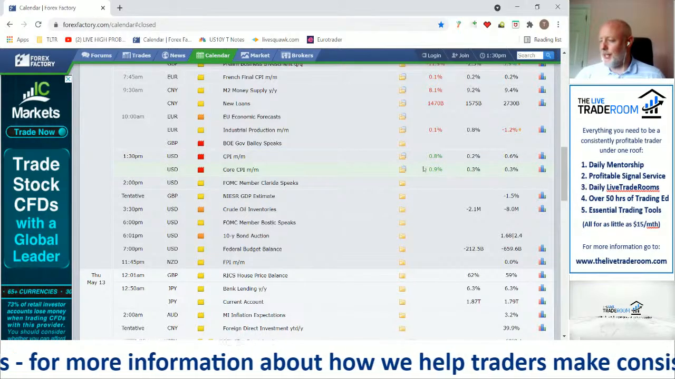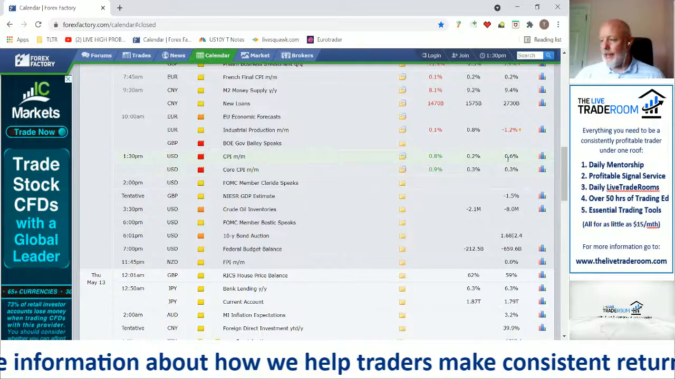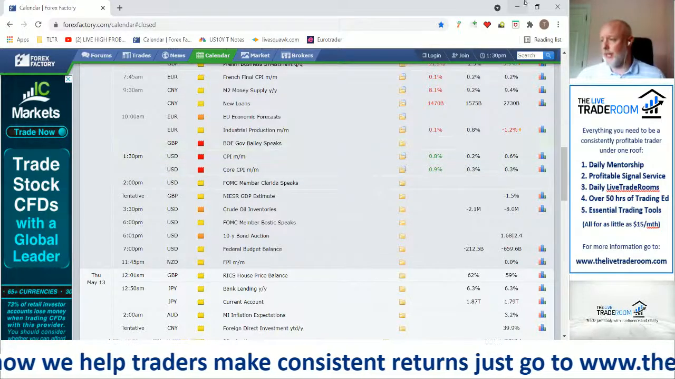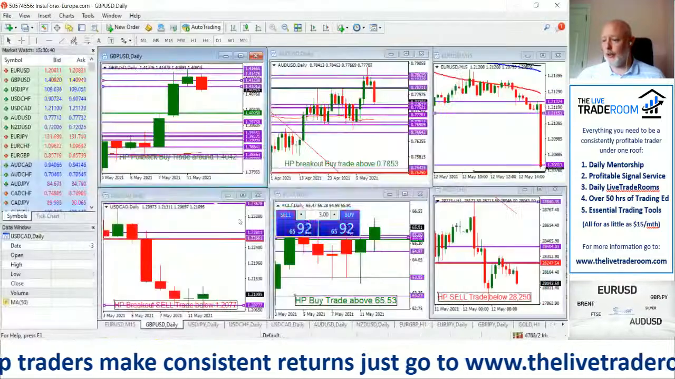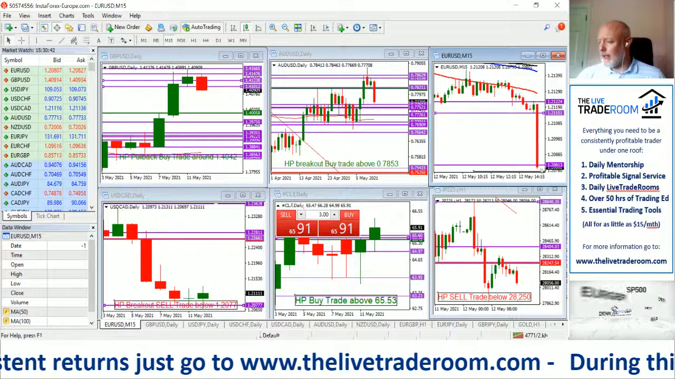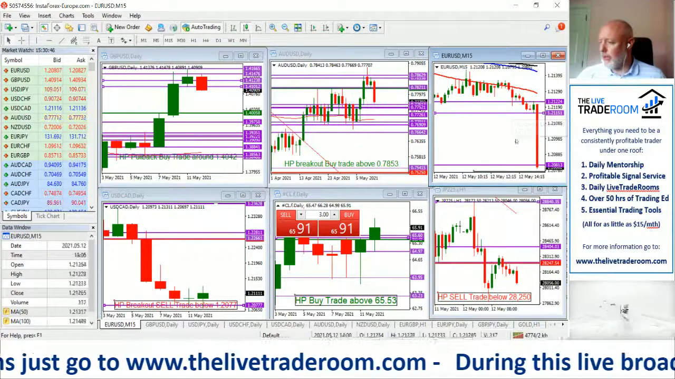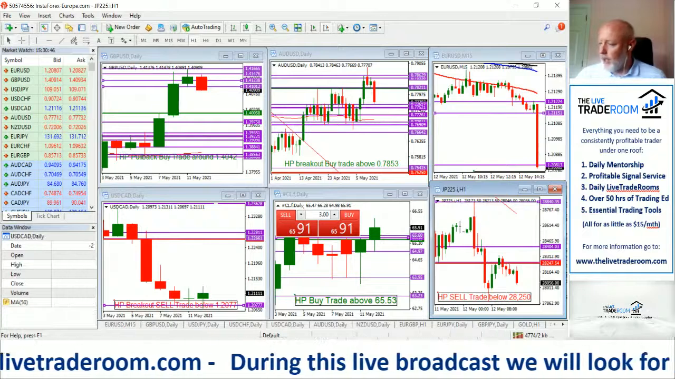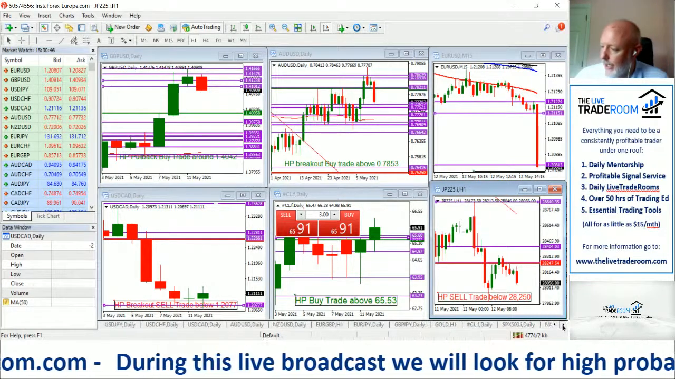Look at these numbers. The Fed have been telling us there's no significant uptick in inflation, and these numbers now are beginning to suggest otherwise. So what does this mean? There's your big move to the downside. There's your dollar strength trade. Let's have a look at the US indices markets.